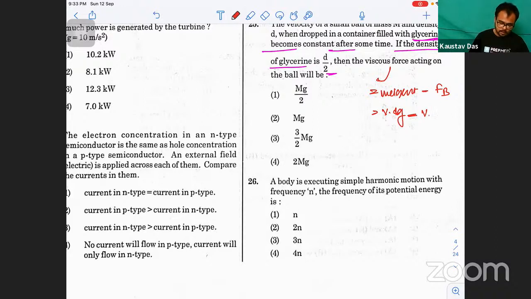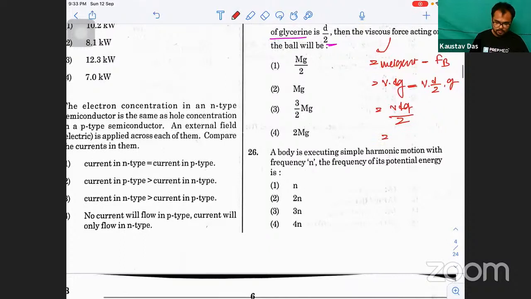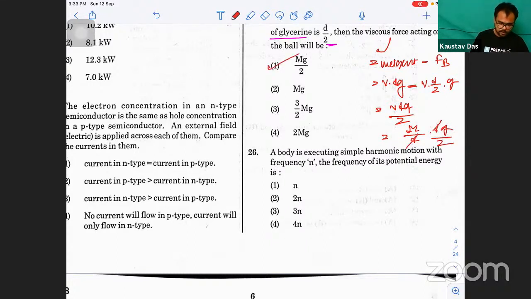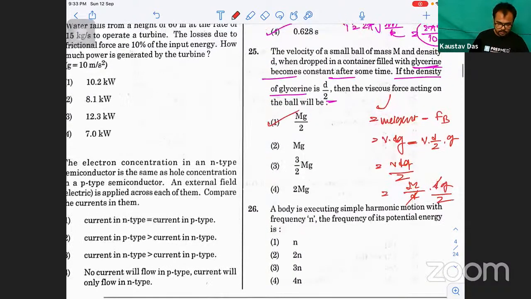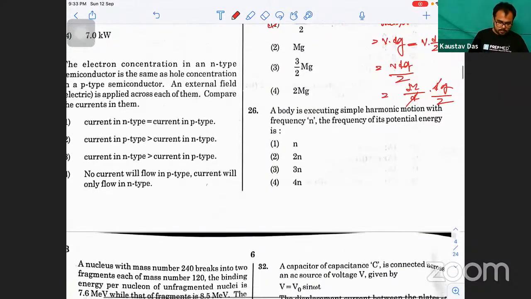So it is v, and then the density of the glycerin is going to be d by 2, and this is g. So if you calculate, it is going to be your v dg divided by 2, and if you place the value of v in terms of mass and density, it is again going to be m divided by d into d into g divided by 2. So d and d get cancelled out, and finally we get the answer as mg divided by 2. So here we go with option number 1 as our correct answer for this question number 25. It may be different for your sets, obviously.